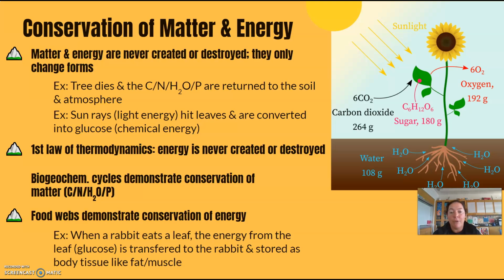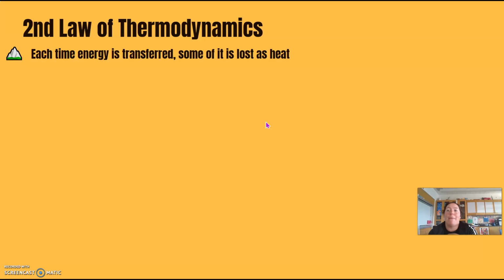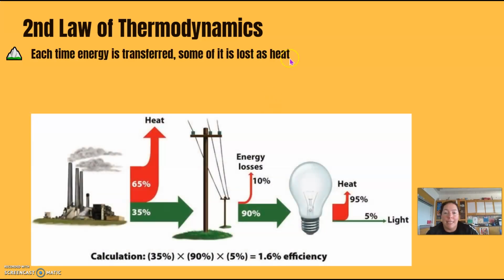When a rabbit eats a leaf, it gets energy from that leaf, which is stored in the rabbit to be used later. And then if something comes along and eats the rabbit, the same thing happens. The second law of thermodynamics is that every time energy gets transferred, even though it can't be lost, it's transferred into another form, and some of it is eventually going to be lost as heat.